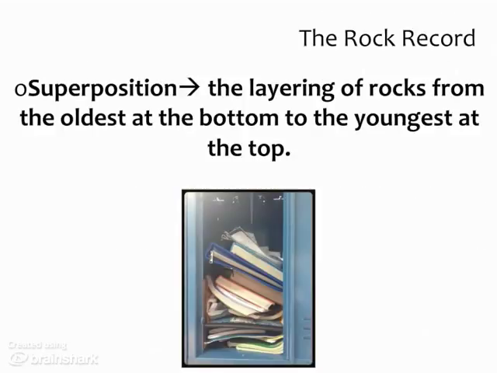Scientists use a principle called superposition to help them study the rock record. Superposition states that the oldest rocks are at the bottom and the youngest are at the top. Check out the picture of the messy locker that looks like it could be some of your lockers. At the bottom, you would find the oldest notebooks or the oldest books that were placed into that locker. And then at the top would be the most recent things or the youngest things.